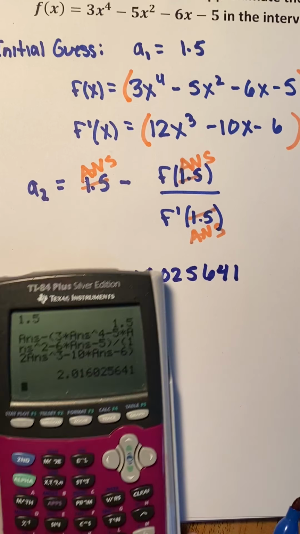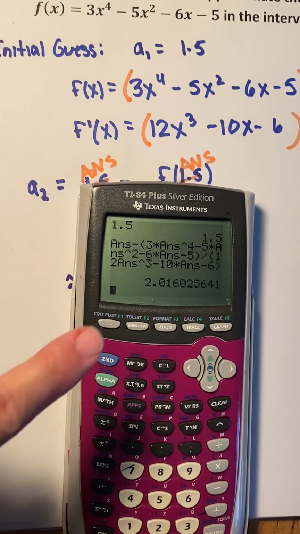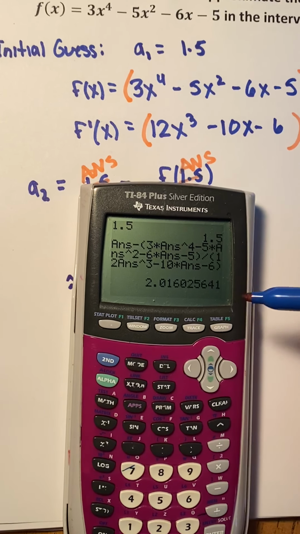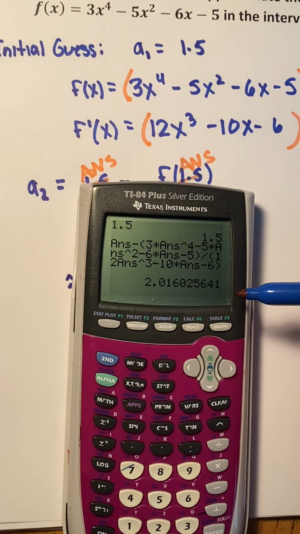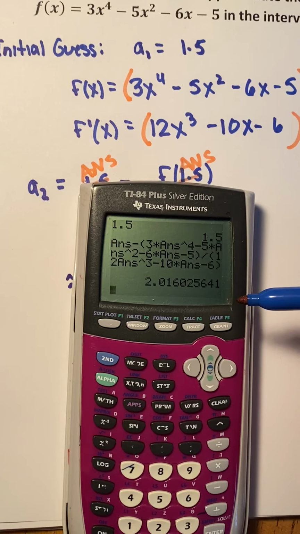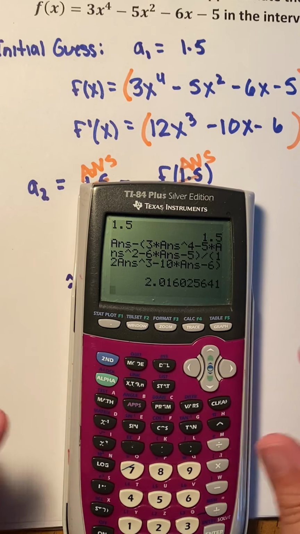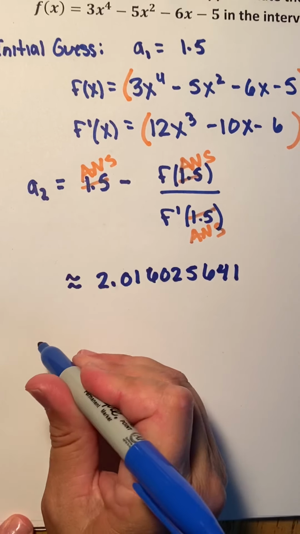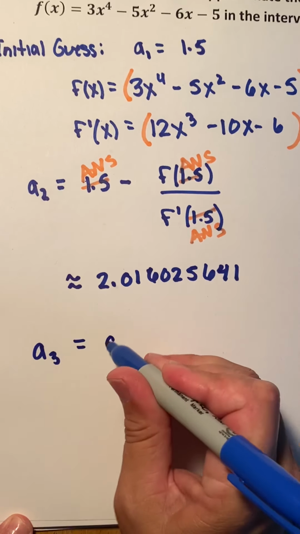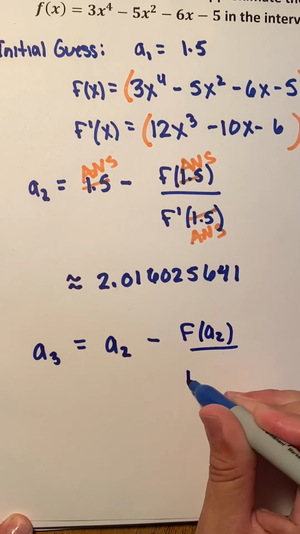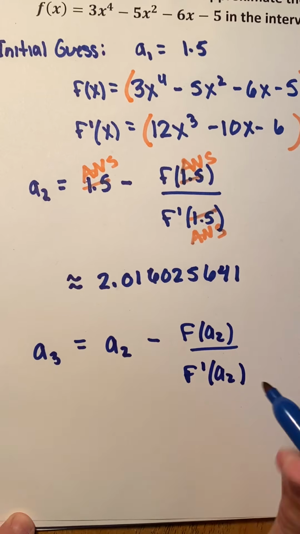Don't touch anything on your calculator, because now this is A2. Now this is stored in the memory of my calculator. So if I use the answer key in another function, it's going to think of this as my previous answer. So for A3, previously we took A2, subtracted f of A2, and divided by f prime of A2.